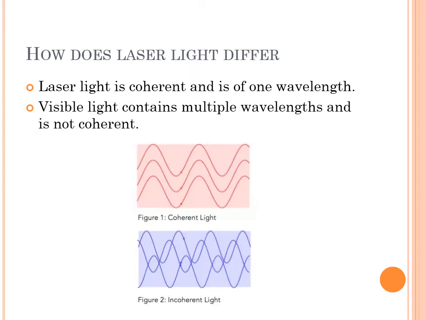So how is laser light different than other light that we see and use? Well, laser light is coherent and it is of one wavelength. If you look at figure 1 here, you'll see what I mean by coherent, because all the waves line up right on top of each other. Whereas visible light that we see around us contains multiple wavelengths and is not coherent. If you look there, the waves are not lined up. They're different wavelengths, so they are not coherent.